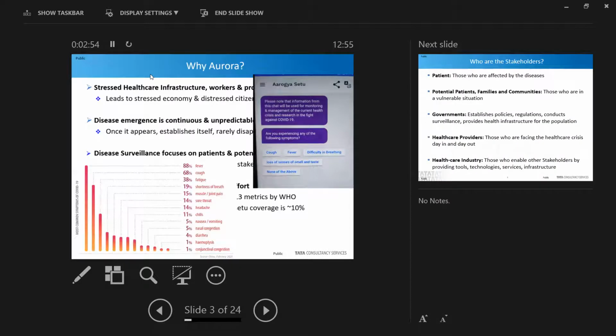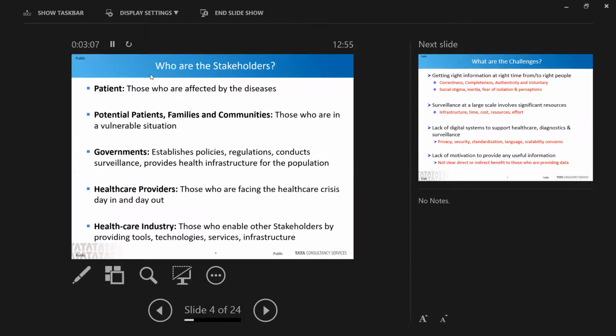And WHO gives a bigger number. Still, this is inadequate. So when I started, I felt that if we capture all the symptoms for different diseases, then the problem is solved. And then there are different stakeholders: the patient who is affected by the disease, their communities, governments, healthcare providers.